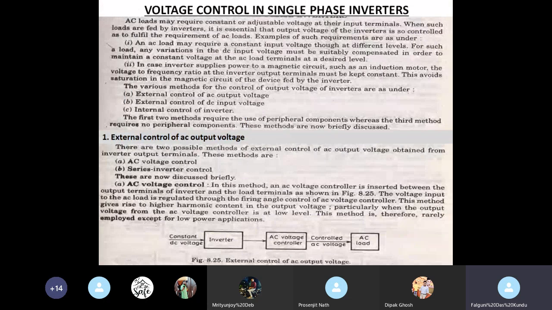Now we are going to discuss the voltage control in single phase inverter. In case of inverters, we get AC, and we use this AC for our daily purposes. So we use different types of loads.